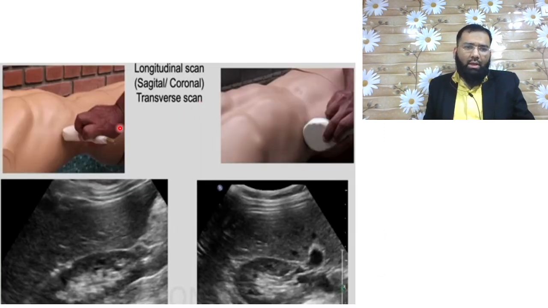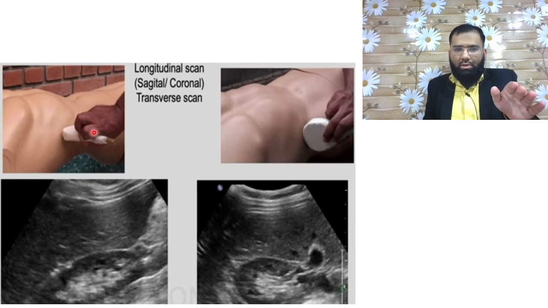Now look ahead. This is the longitudinal scan: the kidney, the liver, and the Morrison's pouch. Again the same kidney, but now look carefully, what have we done? We have turned the probe in the flank exactly 90 degrees. So we have rotated the probe by 90 degrees, and now we are going to get a transverse section of the kidney.